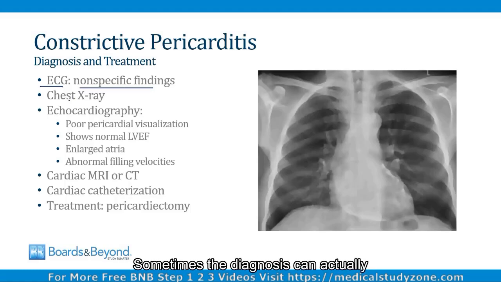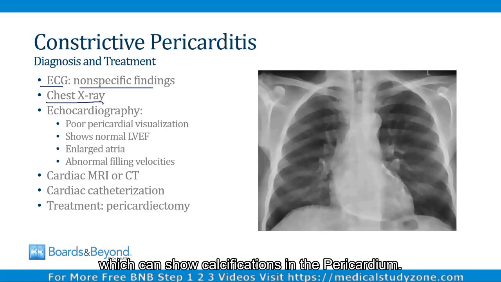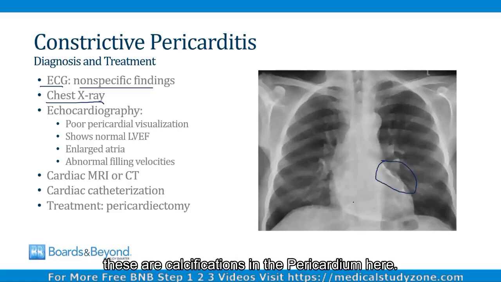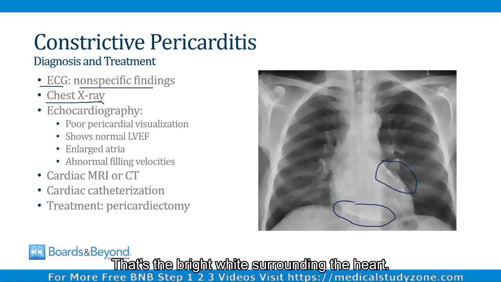Sometimes a diagnosis can actually be suggested by chest X-ray, which can show calcifications in the pericardium. If you look at this X-ray on the screen, these are calcifications in the pericardium here. That's the bright white surrounding the heart. And if you see that in a patient with symptoms of constrictive pericarditis, that can help make the diagnosis.